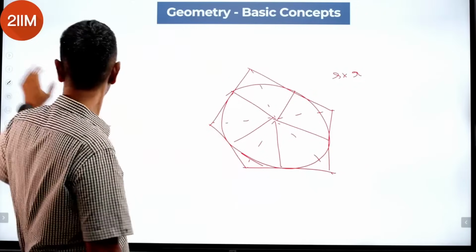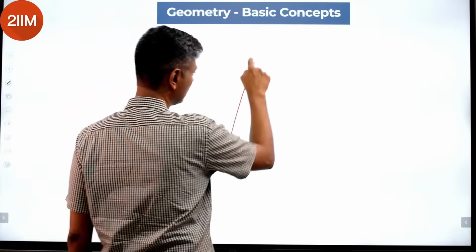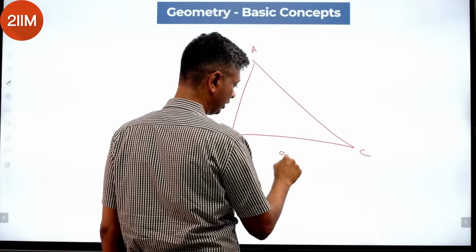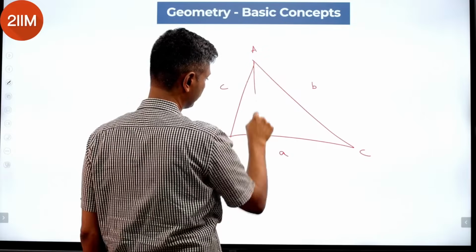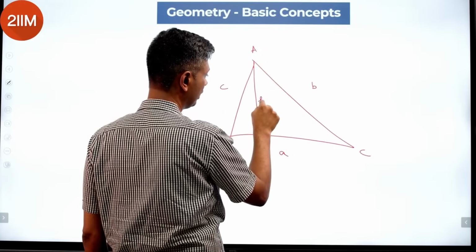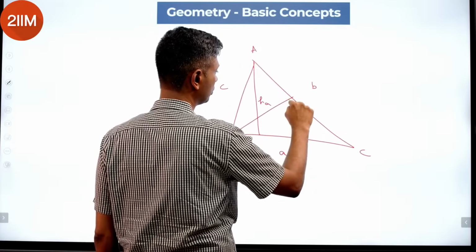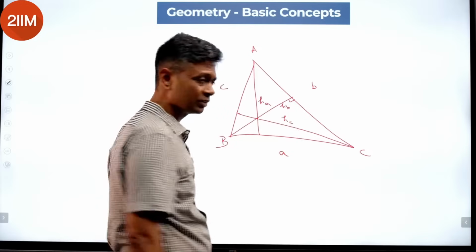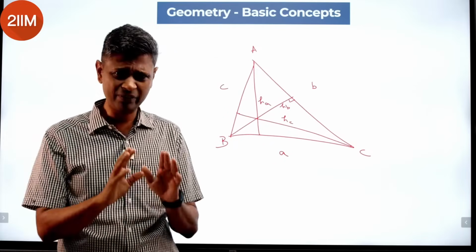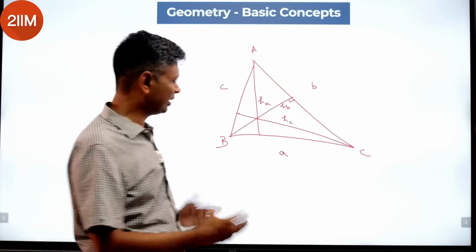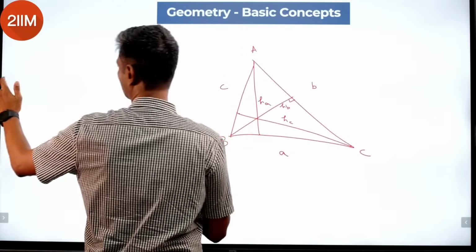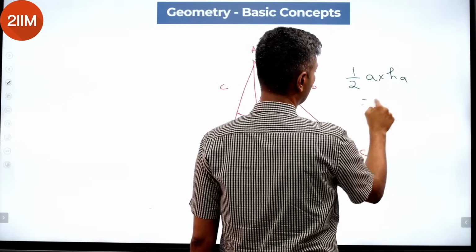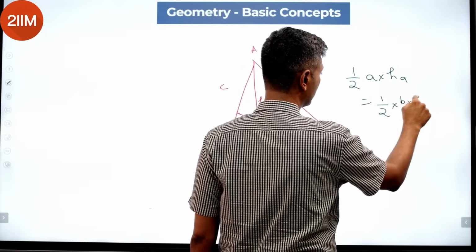Fine, nice, interesting. Final thing in area of a triangle. Area of a triangle is half into base into height. So this is side A, side B, side C. Altitude to A, altitude to B, altitude to C. Okay. And two very interesting takeaways from this. First thing is half into A into HA equals half into B into HB.